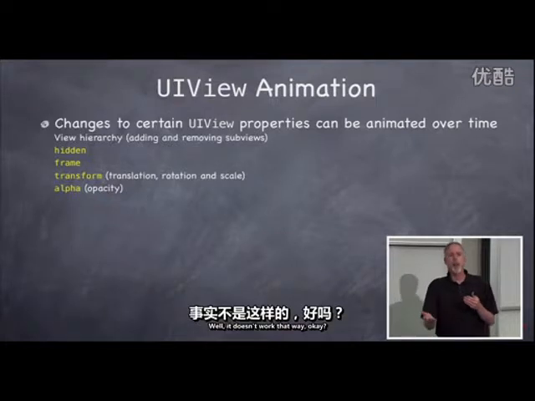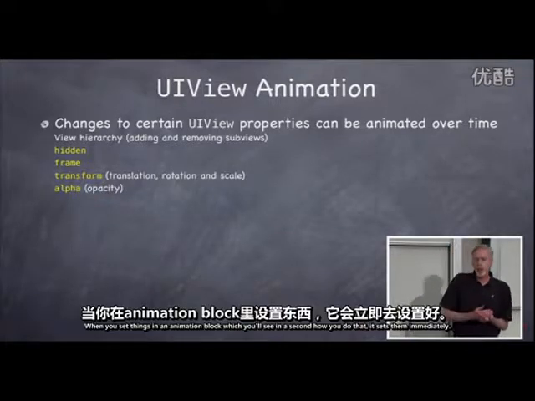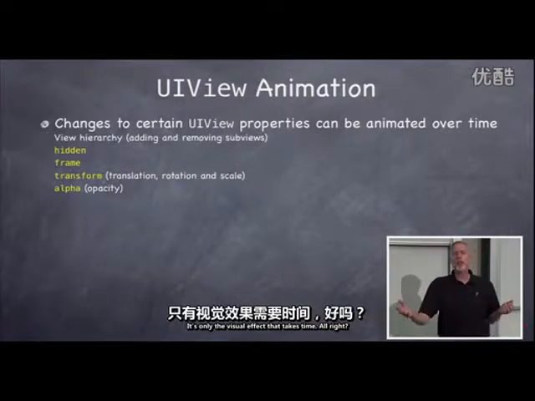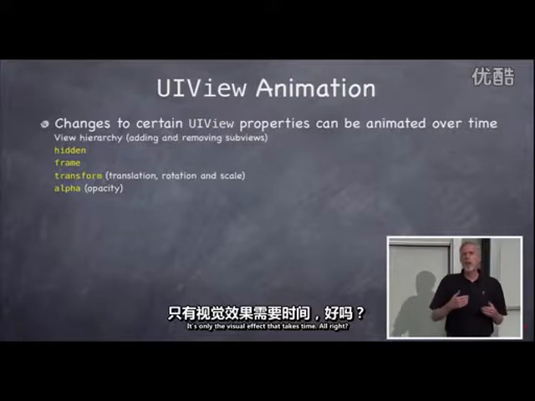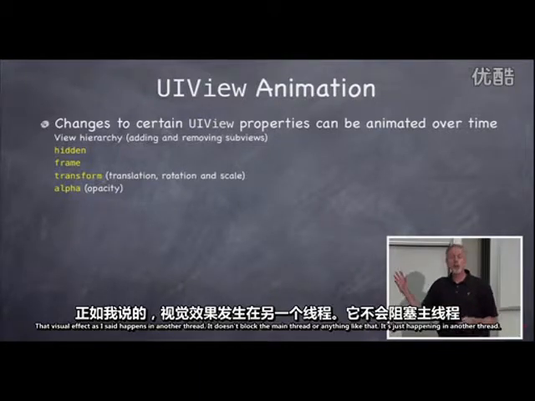Well, it doesn't work that way, okay? When you set things in an animation block, which you'll see in a second how you do that, it sets them immediately. It's only the visual effect that takes time. All right? That visual effect, as I said, happens in another thread. It doesn't block the main thread or anything like that. It's just happening in another thread.